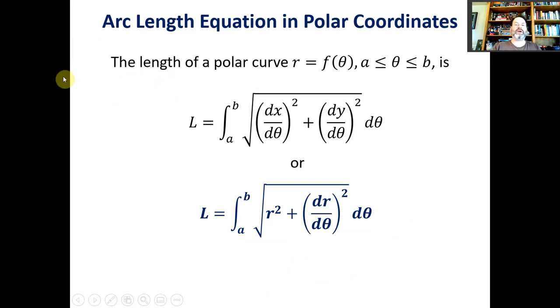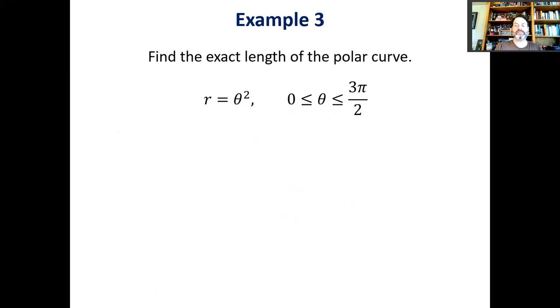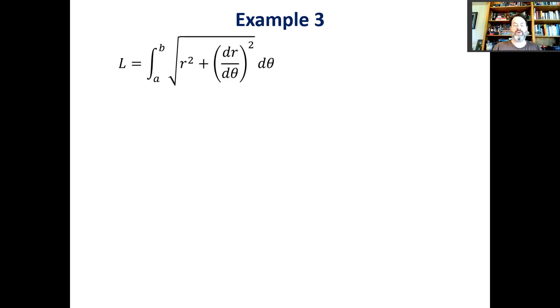And so when we take our arc length formula, this is the one from 10.2, we just replace the thing in the radical with the new thing we computed, because this is a lot easier to compute than that in polar coordinates. All right, so let's use this formula. Let's find the exact length of the polar curve from 0 to 3π/2, r equals θ². So there's our formula.